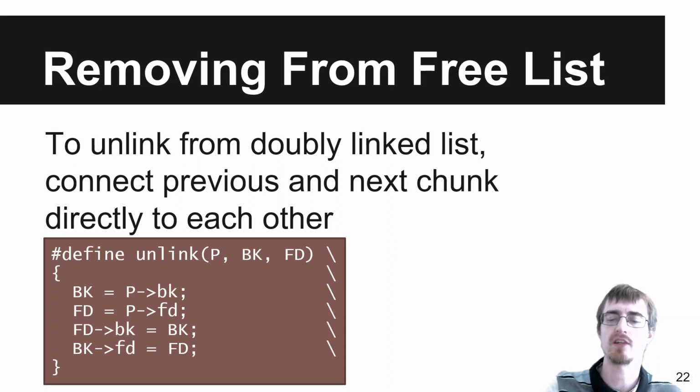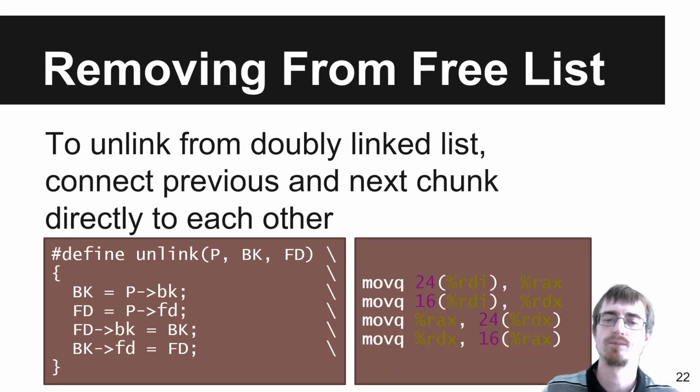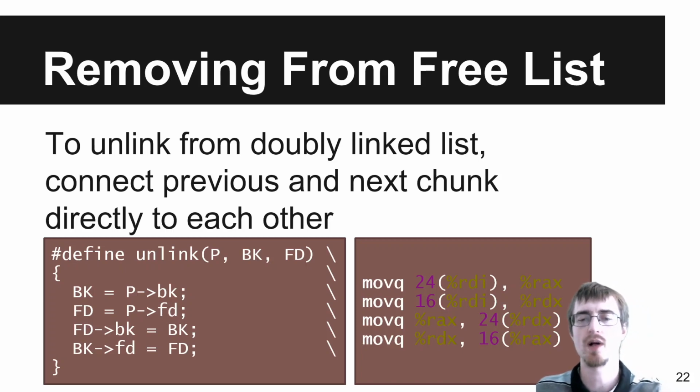If we compile this code, this is what it looks like. What happens is we take the BK and FD pointers and we actually use them to write to memory with these offsets. So we write two values, one with offset 24, and then we use the pointers in the opposite way and we write with an offset of 16.